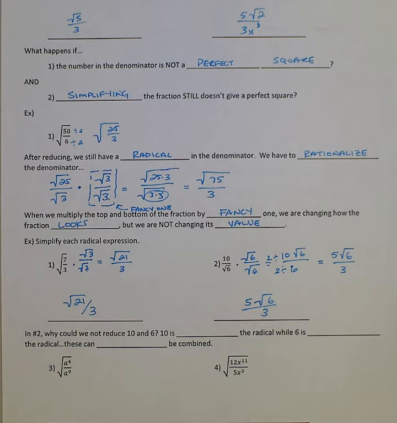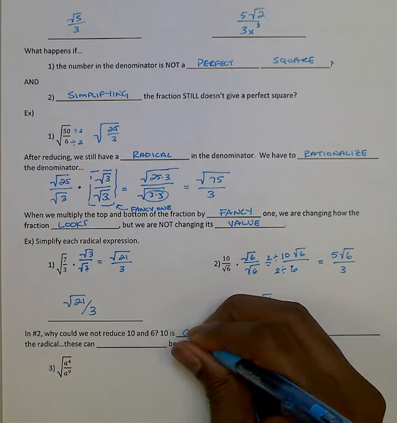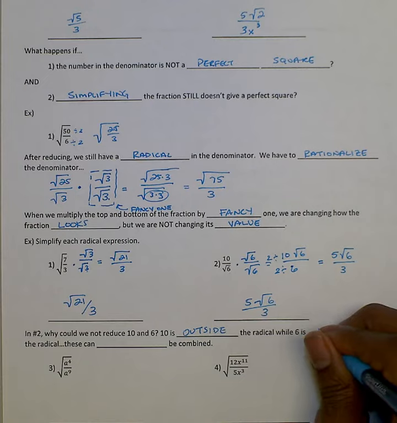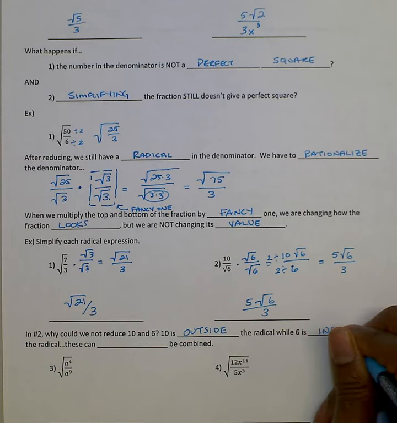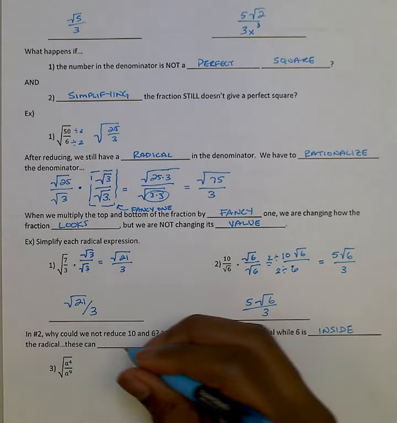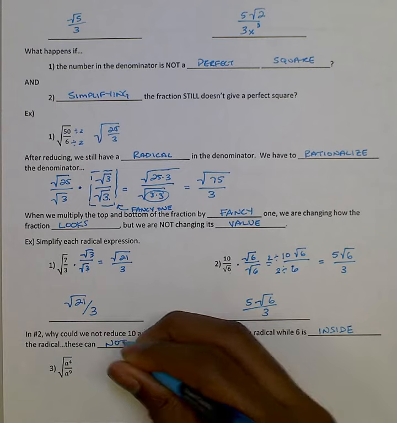Okay. And number 2, why could we not reduce 10 and 6? Because 10 is outside the radical, and 6 is inside the radical. Remember our rule with multiplication and division is inside by inside, outside by outside. Okay, these cannot be combined.